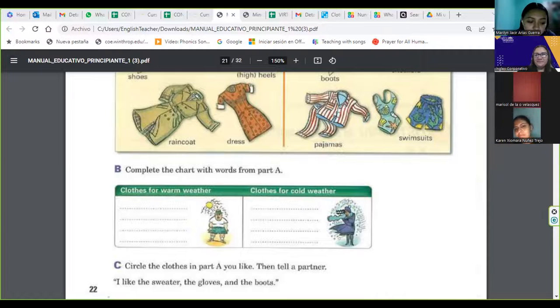Solo podríamos "I'm wearing" y el listado de cosas separado por coma. Pero de ahí solo pondríamos el listado de cosas y ya no pondríamos "I'm wearing". Solo una vez. For example, I'm wearing a black t-shirt, a pink skirt, purple sandals, and glasses. Okay. Thank you. All right.